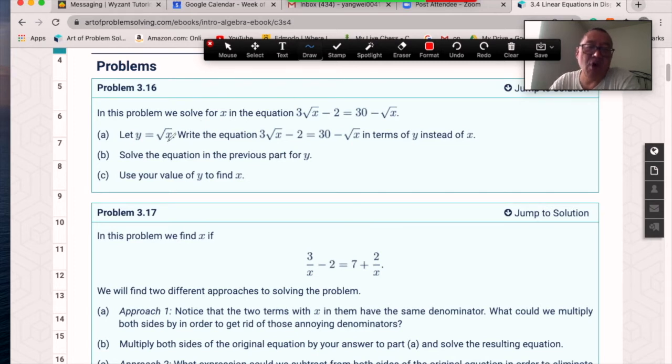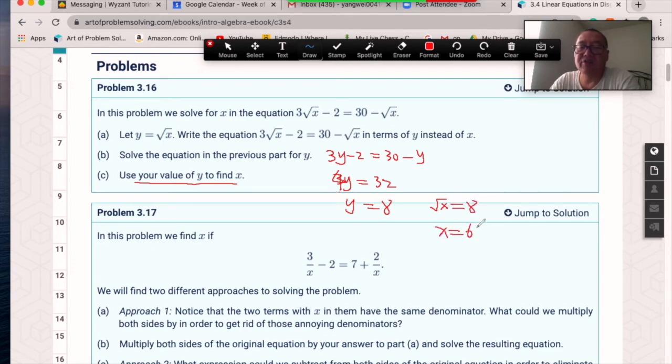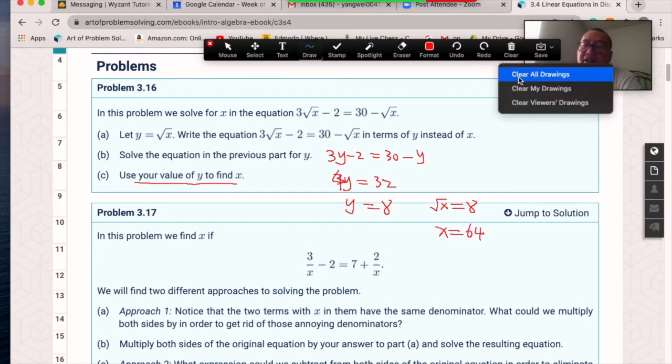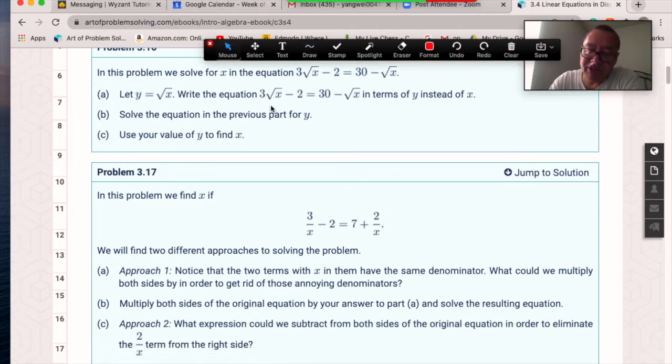So here they show you, let y equals root x. Then write the equation in terms of y instead of x. Then you get this equation: 3 times y minus 2 equals 30 minus y. Then solve this equation in terms of y. Both sides plus y, here that will be 4y equals 32. Then both sides divided by 4, you get y equals 8. Then last step, use the value of y to find x. Because root x equals y, which equals 8, then squaring both sides, you get x equals 64. So this is the exact step for you to solve such an equation.